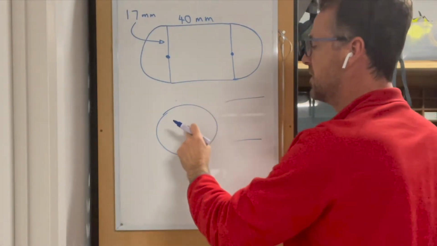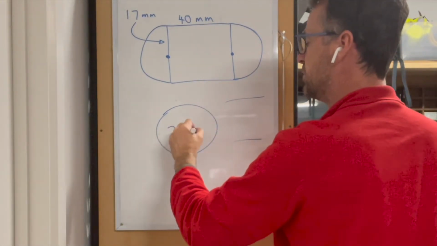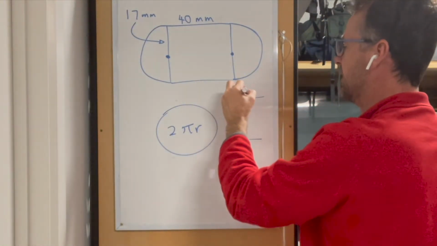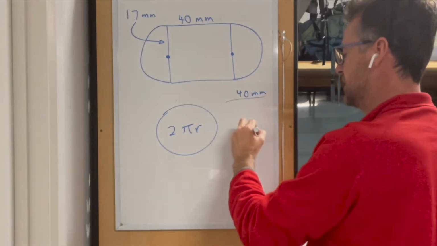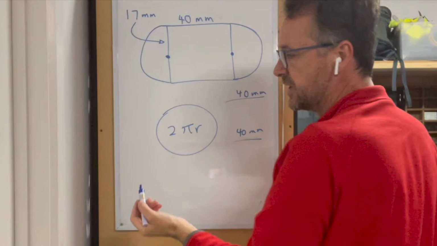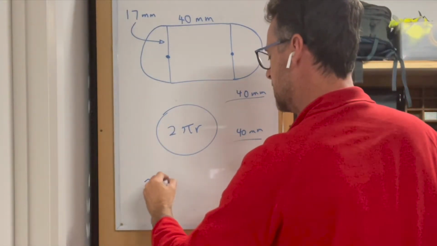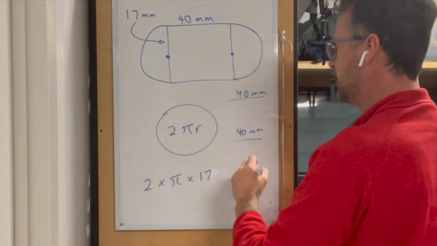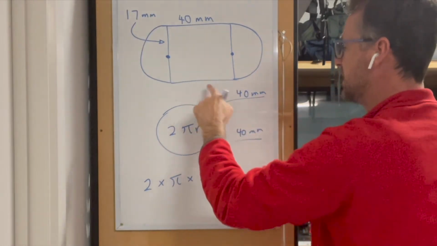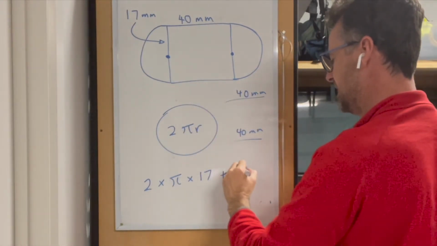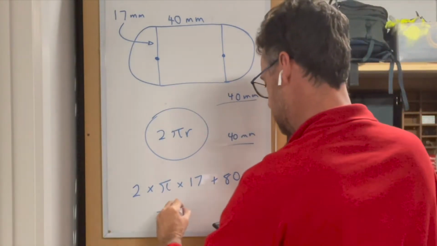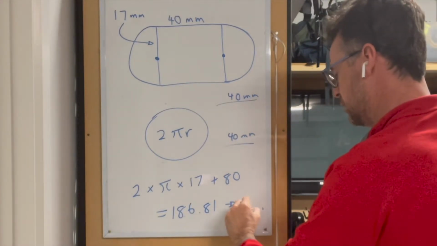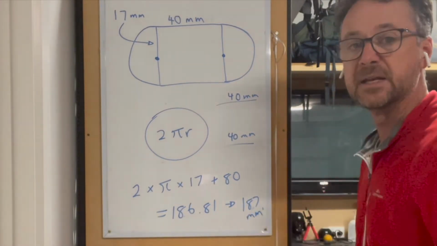So you're really finding for this circle here, 2 pi r. That gives us that one there and that one there. And then we're going to add on that 40 mils there and that 40 mils here. So to do it on our calculator, it'd be 2 pi r, so 2 multiplied by pi, multiplied by r, which in this case is 17 millimeters. And then we want to add on to that the 2 straights here, so it's 40 and 40, which gives us 80. And that gives us 186.81, which we then round up to 187 millimeters.